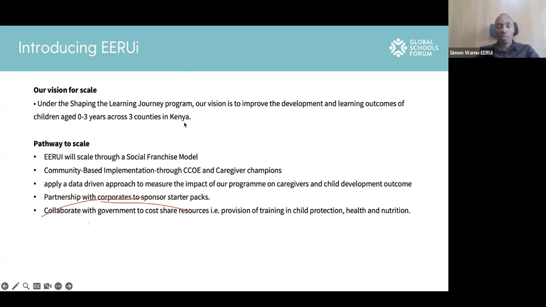So we also understand that without data, we cannot actually achieve much, and therefore we apply a data-driven approach to measure impact so that we may achieve the vision that we plan to achieve. So in this process, we understand also collaboration with government is important in terms of approving the programs, also providing some resources such as training, using their infrastructure that is really available to achieve cost effectiveness.